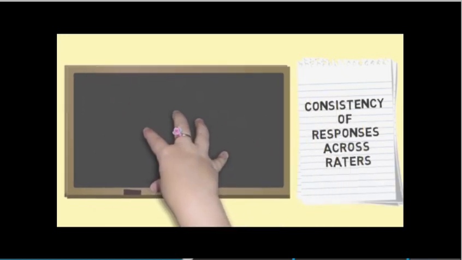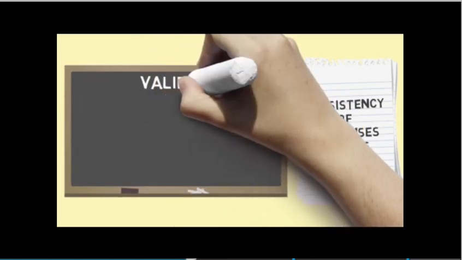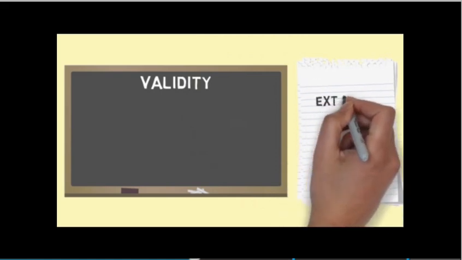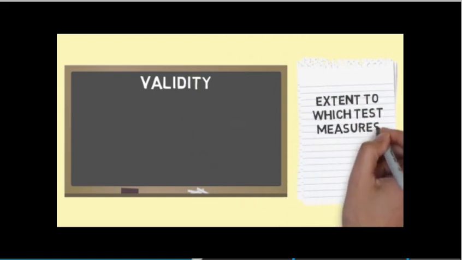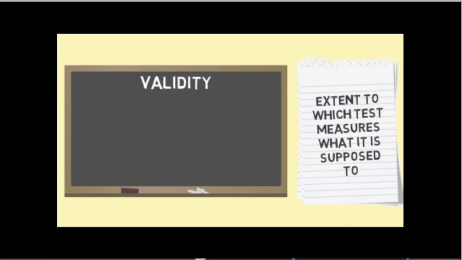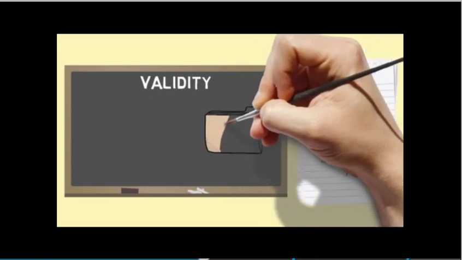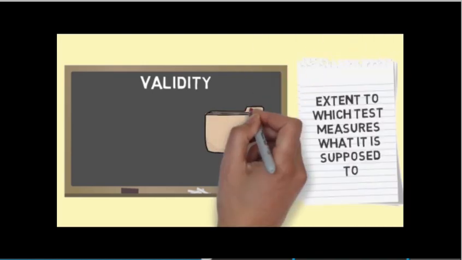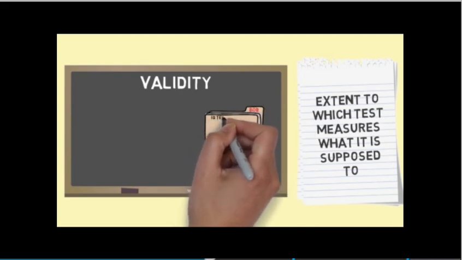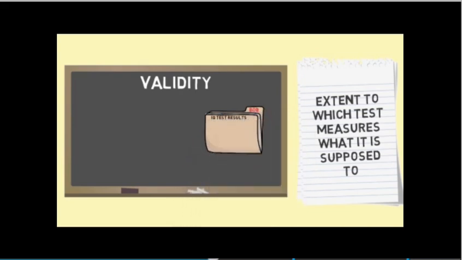Okay, so what about validity? Validity is a measurement of the extent to which a test measures what it is supposed to measure. For instance, to what extent did the IQ test that I just administered to Bob actually measure his intelligence? Like reliability, there are several types of validity. Let's take a look at 3 examples.